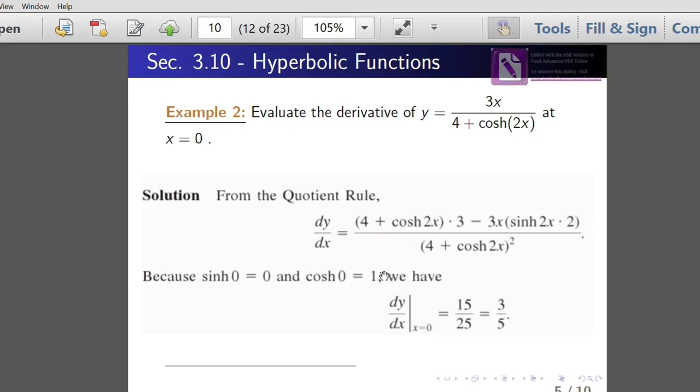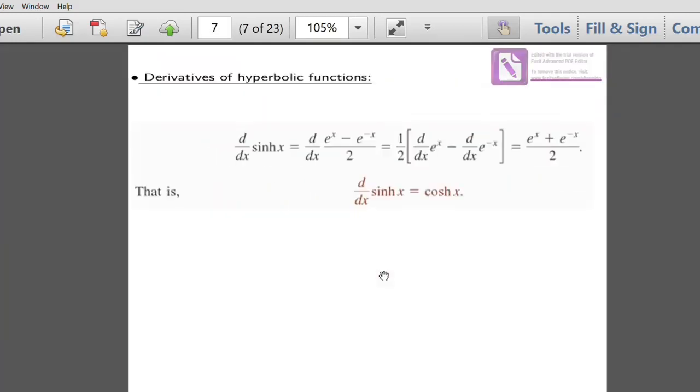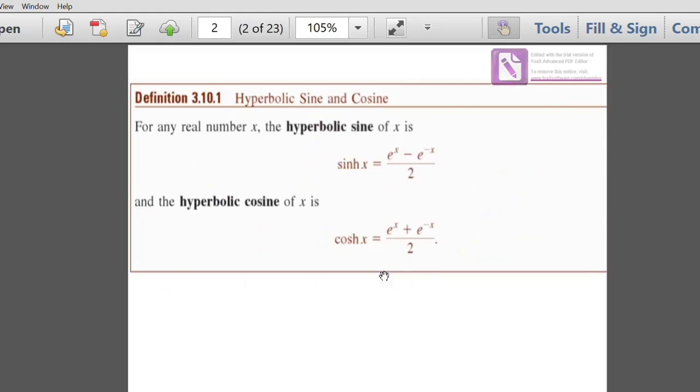So for sinh and cosh, if you go back to the first slide, we see that for the hyperbolic sine of 0, we get exponential of 0 minus exponential of 0, so 1 minus 1 will be 0. And for the hyperbolic cosine, it will be exponential of 0 plus exponential of 0 divided by 2. So here we get 1 plus 1 divided by 2. So 2 divided by 2 will be 1. So the hyperbolic sine of 0 will be 0. The hyperbolic cosine of 0 will be 1.